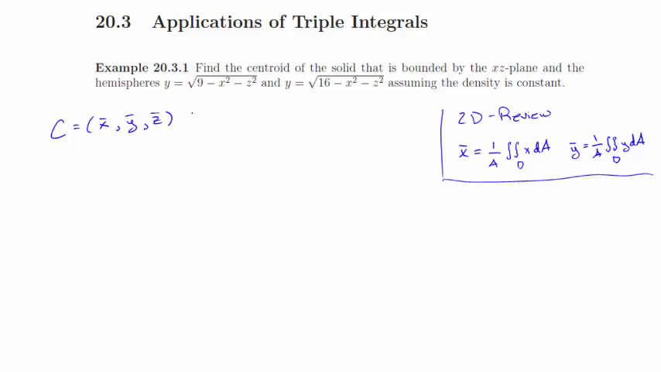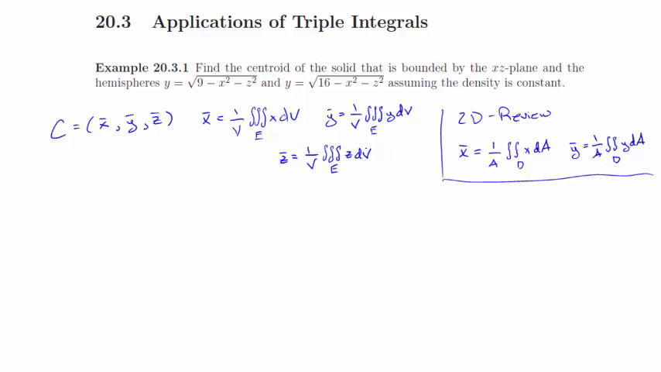So in 3 dimensions, we're just going to extend this up so that x average equals 1 over the volume times the triple integral over the region E of x dV. Our average y value is going to be 1 over V times the triple integral over the region E of y dV, and the average z value equals 1 over V times the triple integral over the region E of z dV. So we've got some triple integrals to go through here, yes?